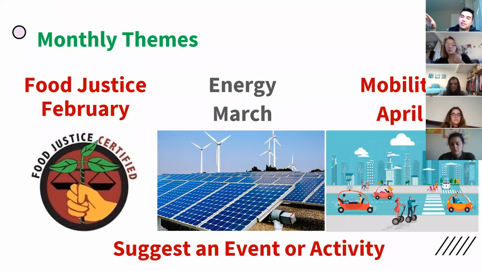So there's the agenda, and here are the themes. The themes this month, as voted on by you all, are food justice for February, energy for March, and mobility for April. So that's the way it's going to fall. Energy and mobility may switch, depending on speaker availability and how the events are coming through. But these are the three themes that you all voted on.